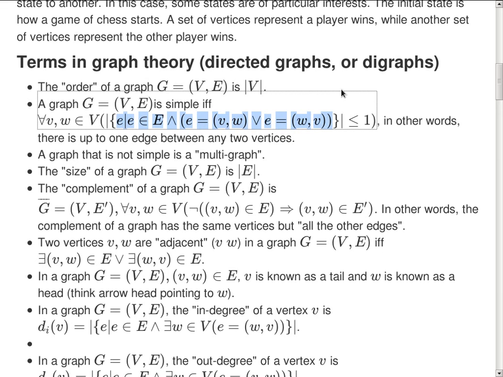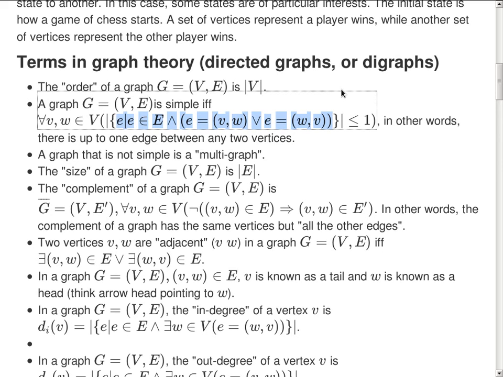So e has to first be an element of uppercase E, which means it's an edge. And we also want to specify that e equals vw or e equals wv. So that means we want something that is an edge in E already. And it can be one or the other. This is not exclusive, it can be one or the other or both at the same time.